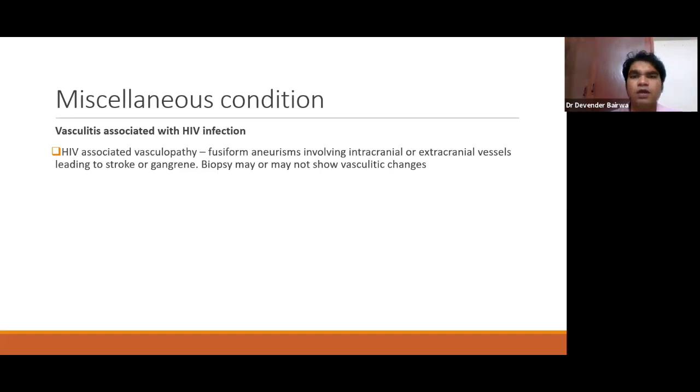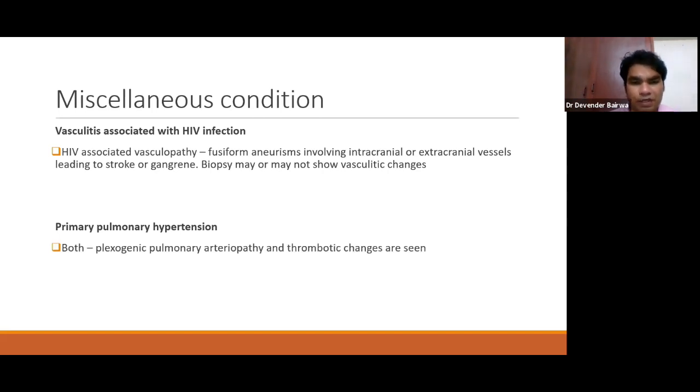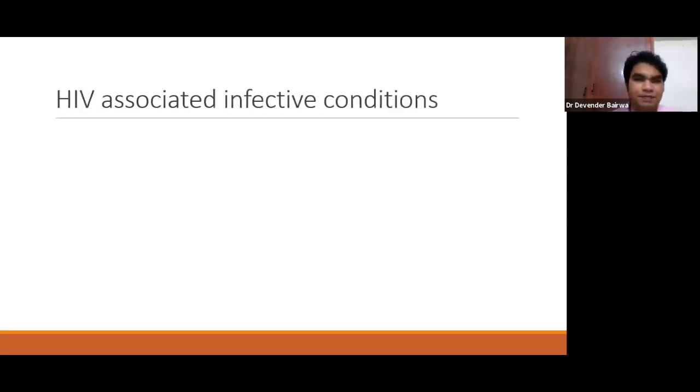There can be stroke, and vasculitis changes may not be seen. Then primary pulmonary hypertension can be seen either because of plasmodium pulmonary arteriopathy or thrombotic changes.